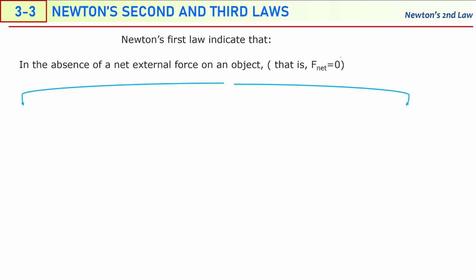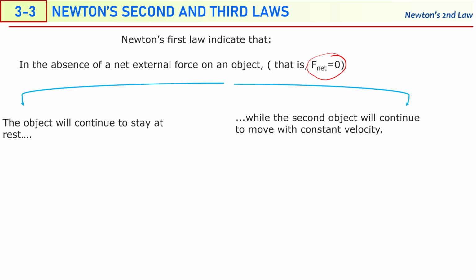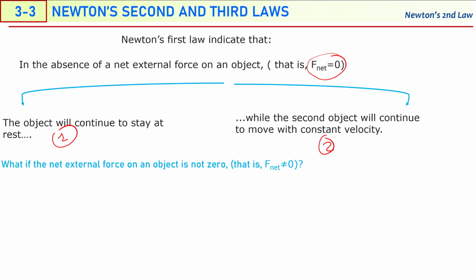So if the net force acting on the object is equal to zero, there are two possibilities. One of them is, if the object is initially at rest, it will continue staying at rest, or if the object is initially in motion, it will continue moving with constant velocity. These are the two possibilities if the net force acting on the object is equal to zero. But what if the net force acting on the object is not equal to zero?